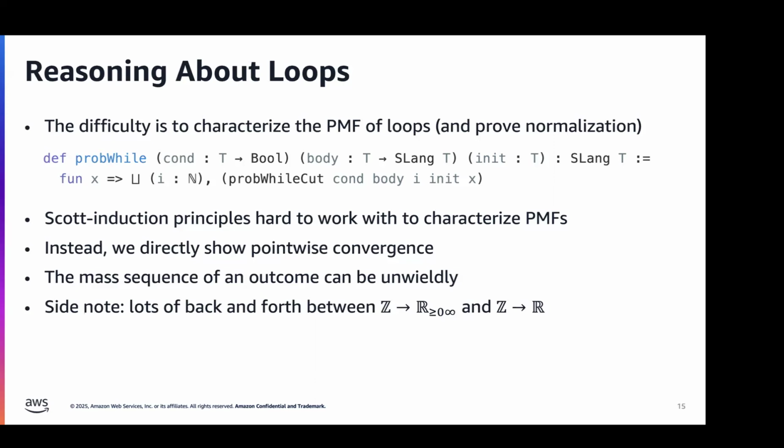Another thing to note about this proof is that it involves a lot of going back and forth between the reals and the extended non-negative reals, because sometimes we need a group structure, sometimes we need the lattice structure, and that's really an annoying part of the proof.